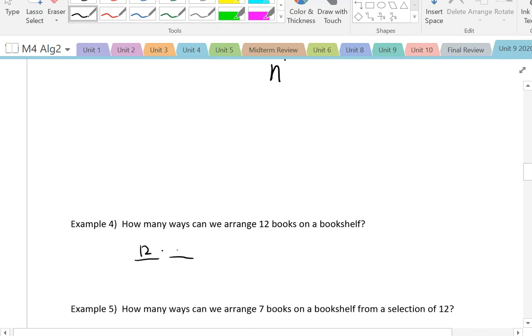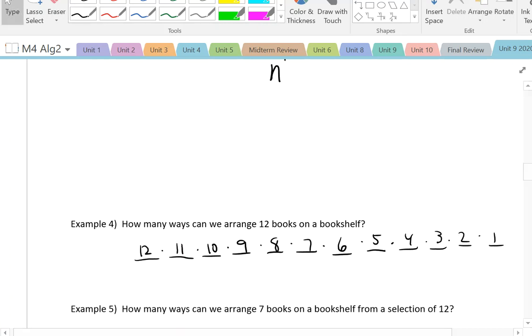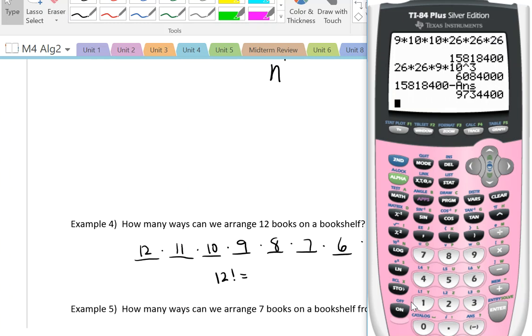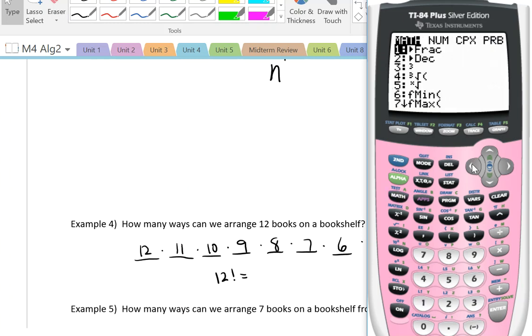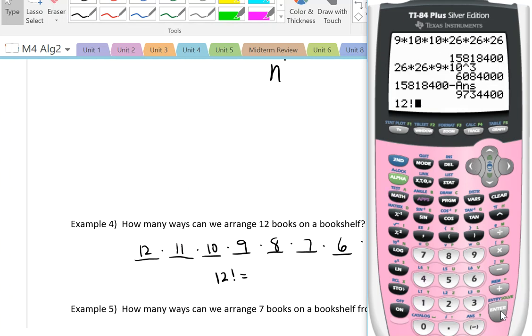Now I've placed one book in that spot, so now I'm down to 11, then 10, and 9, and 8, and 7, and 6, and 5, 4, and then 3, and then 2, and then 1. Because that last book, I have only one option. It's whatever one is left in my pile. So it's actually 12 factorial. A very large number.